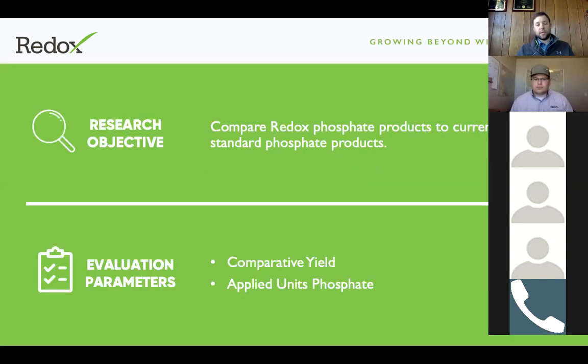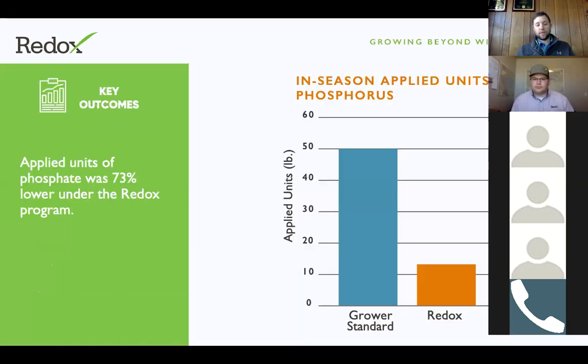So what we did, we were comparing to a grower standard program, looked at yield and units of applied phosphorus. In-season applied units, we had 73% fewer units of phosphorus applied in the Redox program versus the grower standard. You can see there's about 50 units of grower standard applied phosphorus compared to the Redox program, which I think was around 13 units of phosphorus applied.